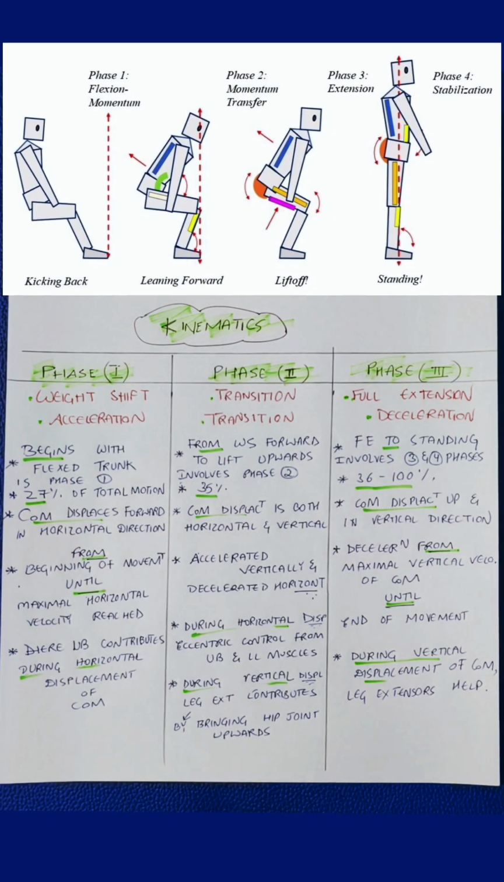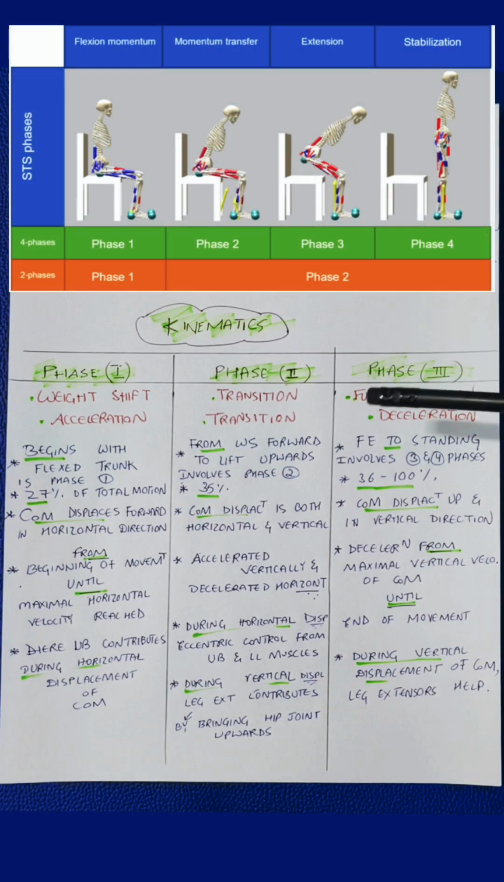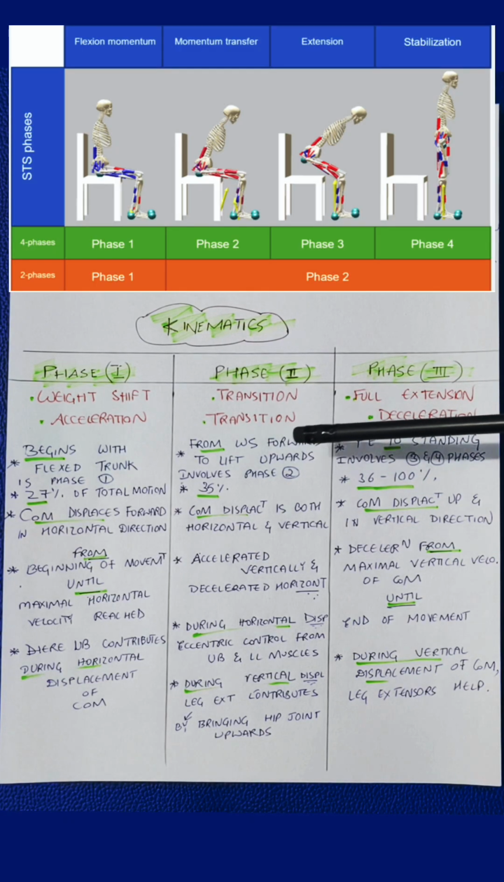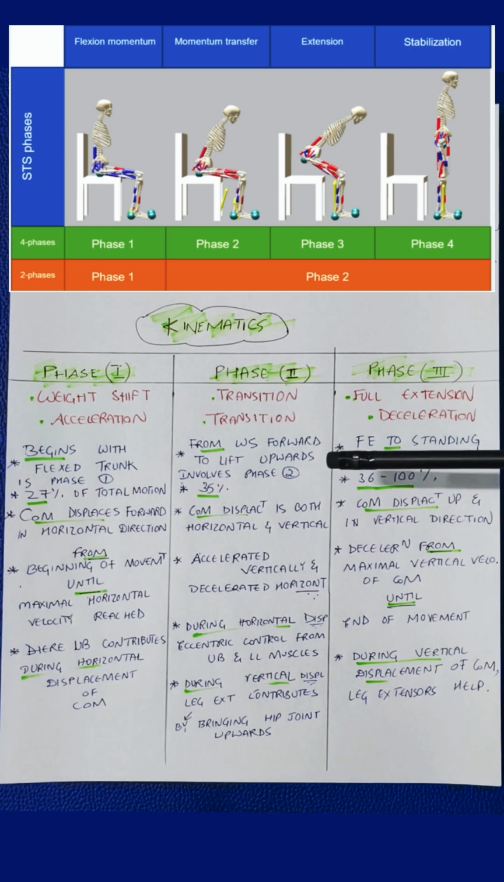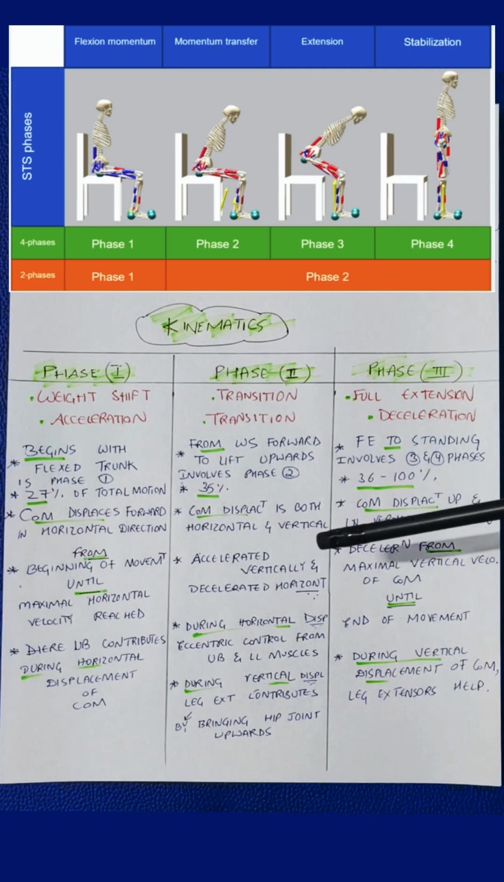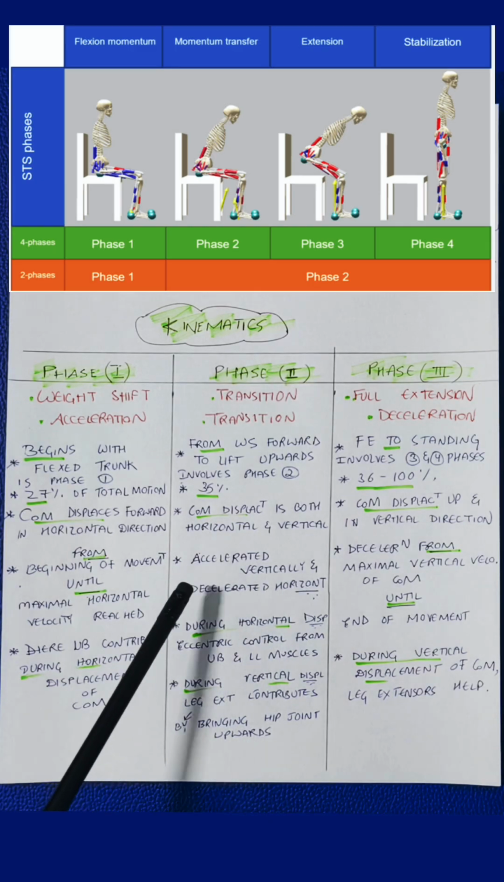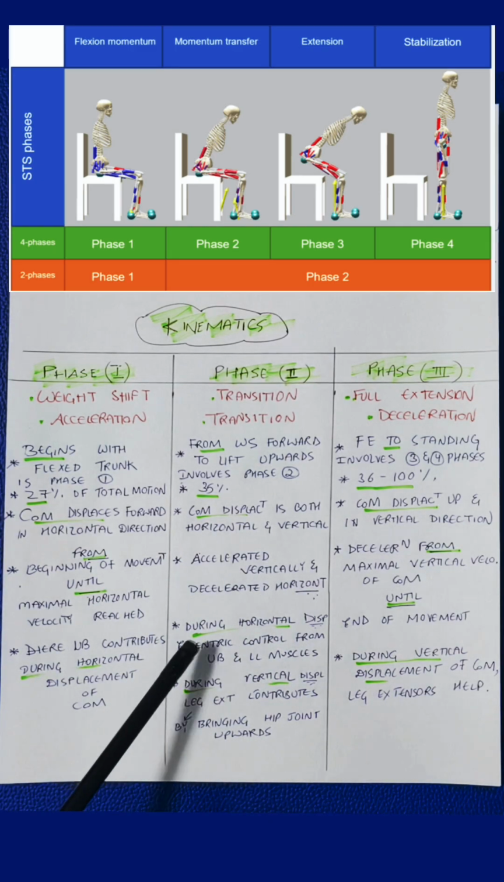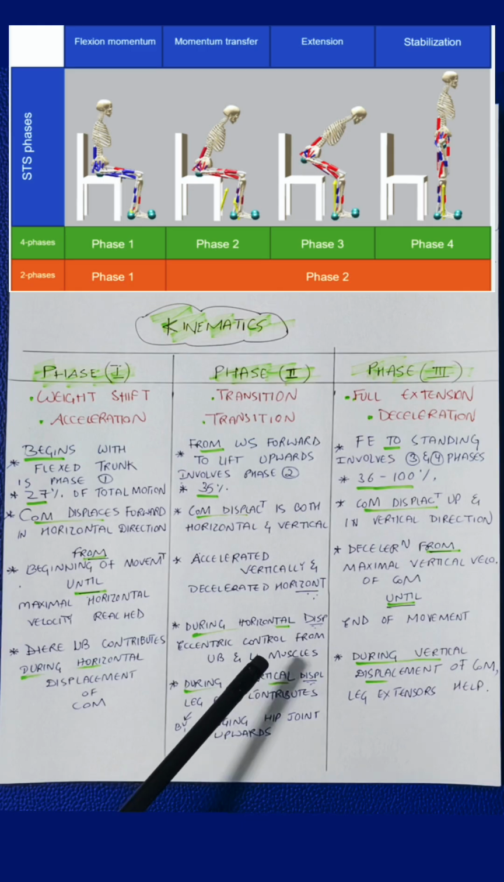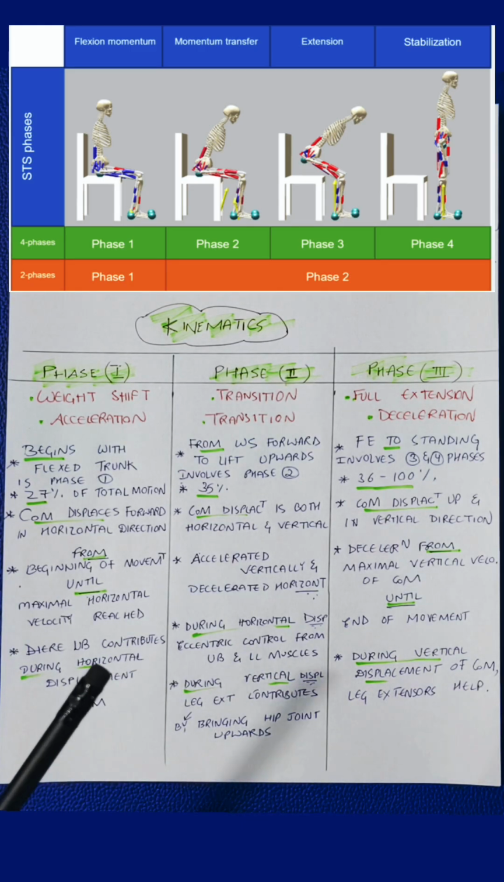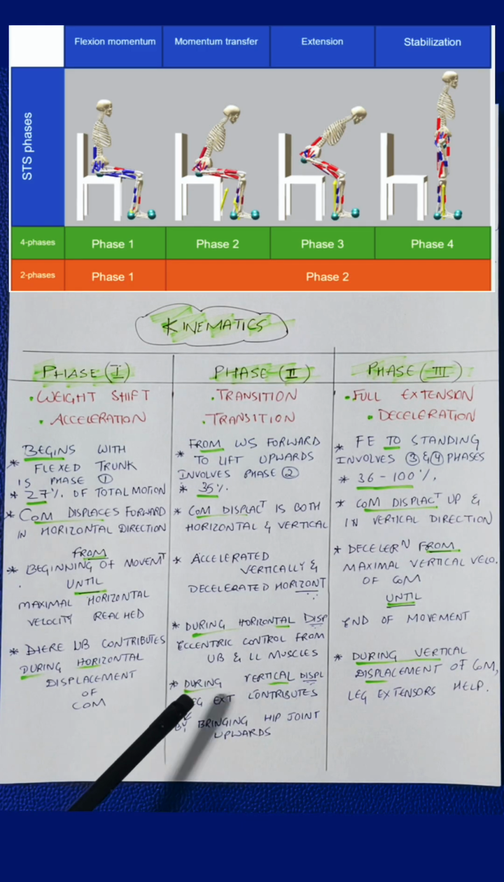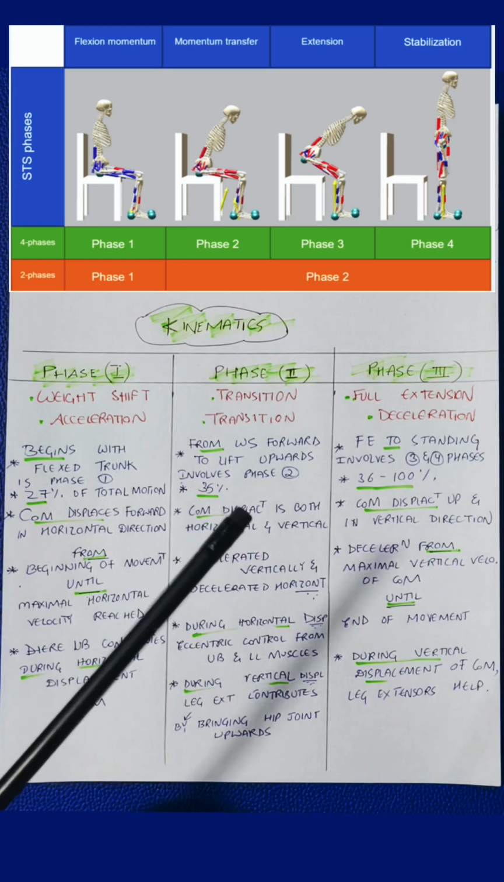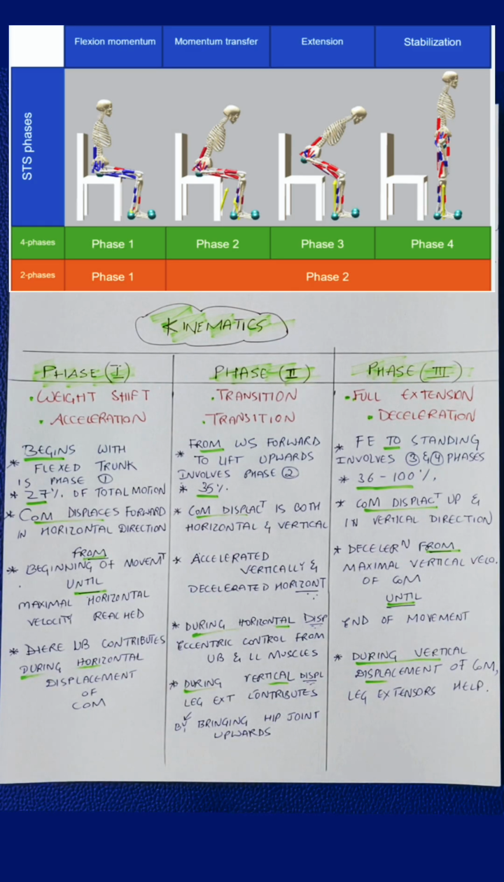In phase 2, we have 35%, acquiring phase 2 from weight shifting forward to lifting upward. The center of mass is displaced both horizontally and vertically. Acceleration is vertical and deceleration is horizontal here. So during horizontal displacement, there is eccentric control from the upper body and the lower limb muscles. During vertical displacement, the leg extensors contribute by bringing the hip joint backward and upwards.